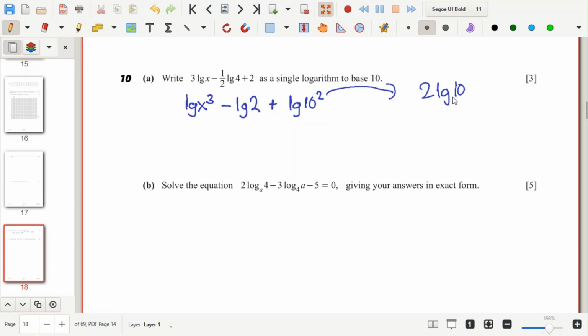Okay, log 10 is 1. So when this one comes to the top here, you get what? 10 to the power 2. All right, the power rule, very very important.